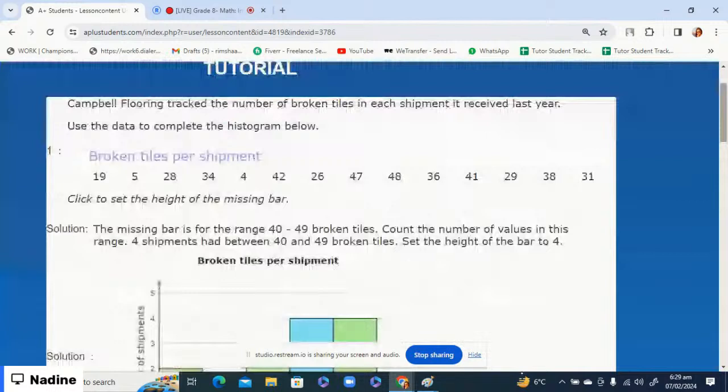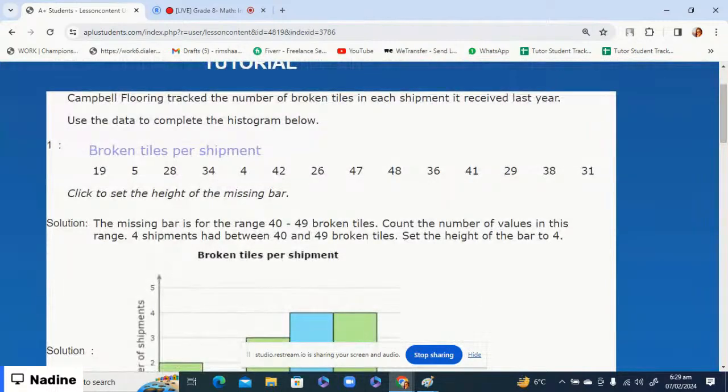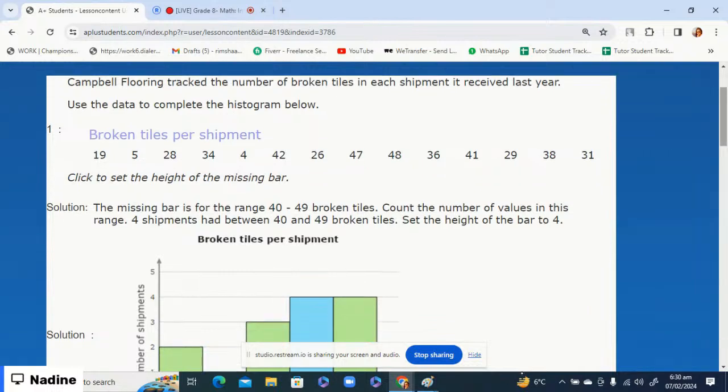So look, this is basically all the numbers: 19, 5, 28, 34, 4, 42, 26, 47, 48, all of it. The missing bar is from range 40 to 49 broken tiles. Count the number of values in this range. So 4 shipments had between 40 to 49 broken tiles. Set the height of the bar to 4.